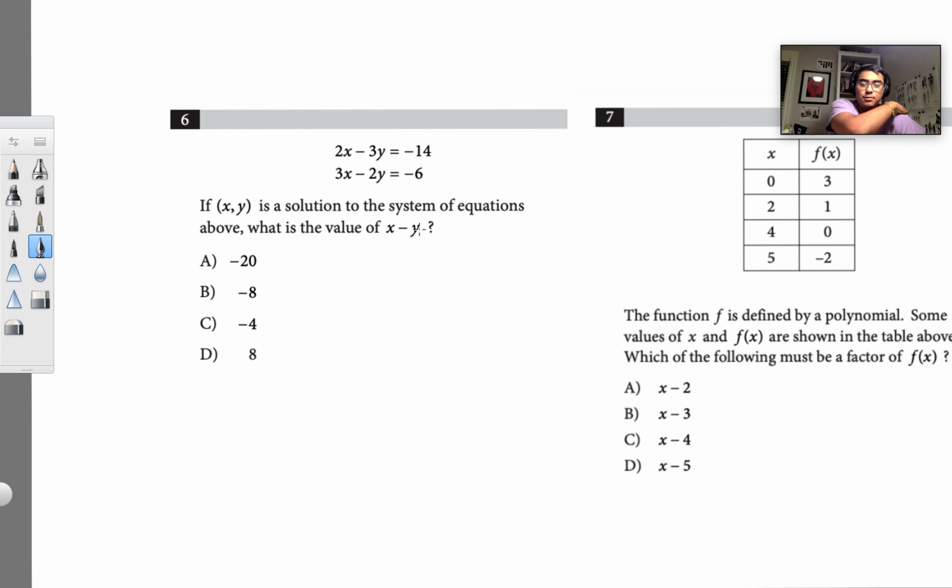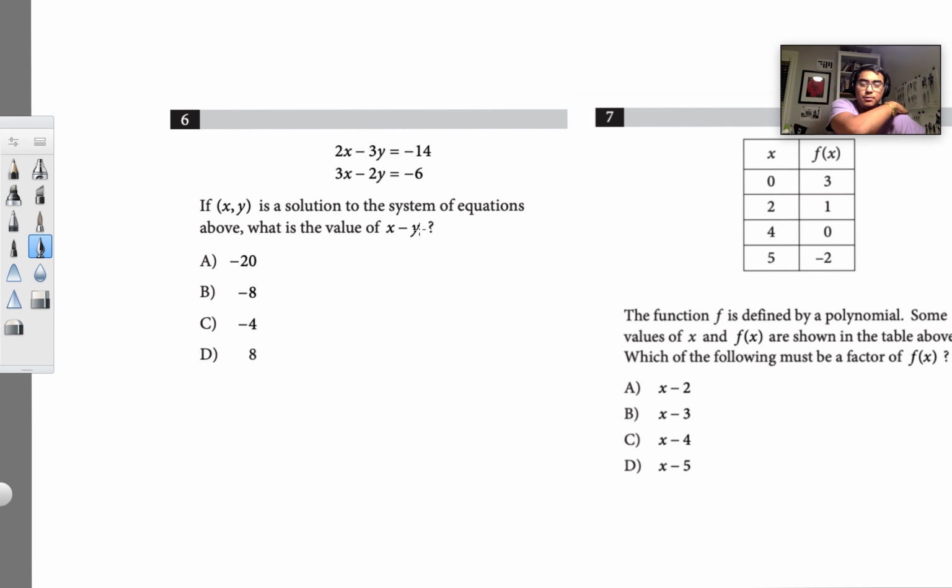So there's two ways to do this: combination and substitution. In this case, I believe that combination is faster, so I'm going to use that. So the first thing we have to do is find the lowest common factor. So we can cancel out one of the terms, so we're only left with the other ones. So in this case, we want to cancel out 2x and 3x by subtracting them.